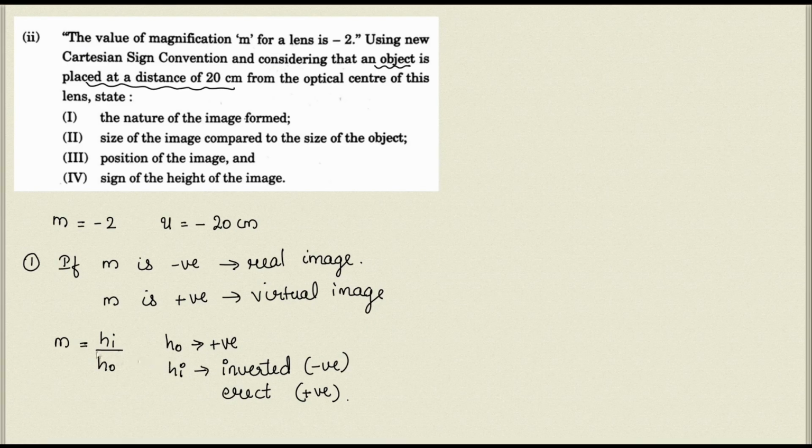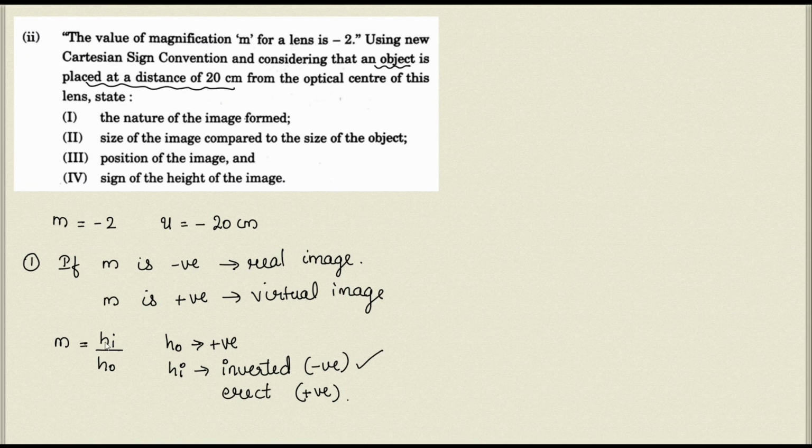Now, if magnification is negative means height of image is negative. If height of image is negative means it is an inverted image. If it is an inverted image, it is a real image. That's how we can say that a negative magnification value gives real image. From the object distance and image distance also we can say this, that equation also. That one we'll see in the coming questions.